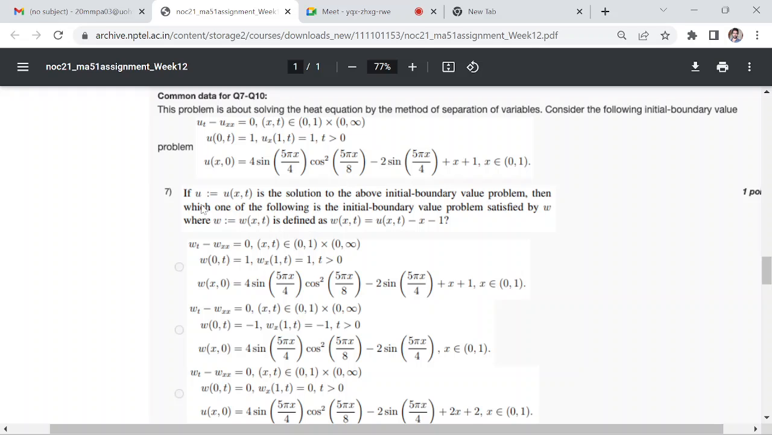Now the question is, if u is the solution of the above initial boundary value problem, then which one of the following is the initial boundary value problem satisfied by w, where w(x,t) is equal to u(x,t) minus x minus 1. So let me first write the equation for u, then I will solve for w.